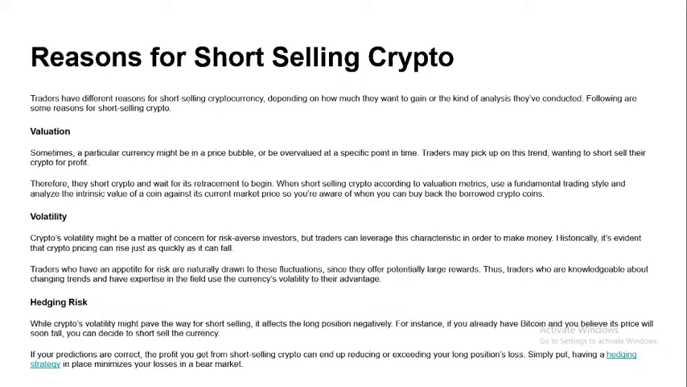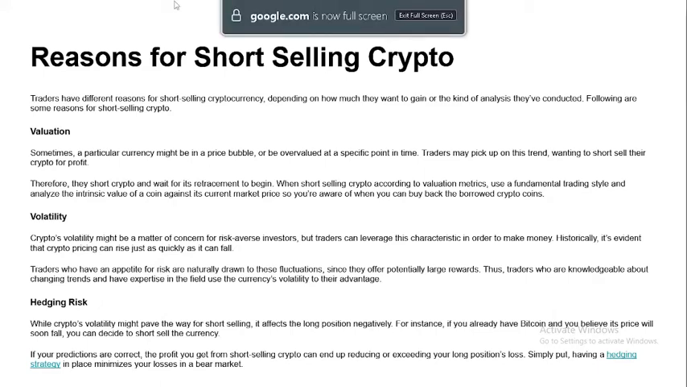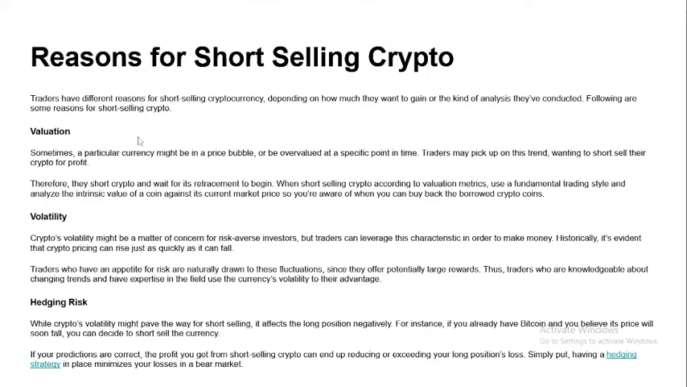One: valuation. Sometimes a particular currency might be in a price bubble or be overvalued at a specific point in time. Traders may pick up on this trend, wanting to short sell their crypto for profit. Therefore, they short crypto and wait for its retracement to begin. When short selling crypto according to valuation metrics, use a fundamental trading style and analyze the intrinsic value of a coin against its current market price. We are aware of when you can buy the borrowed crypto coins.